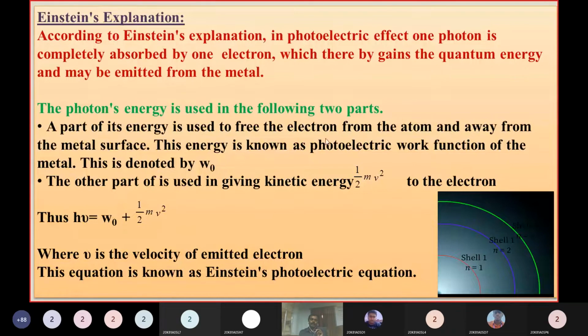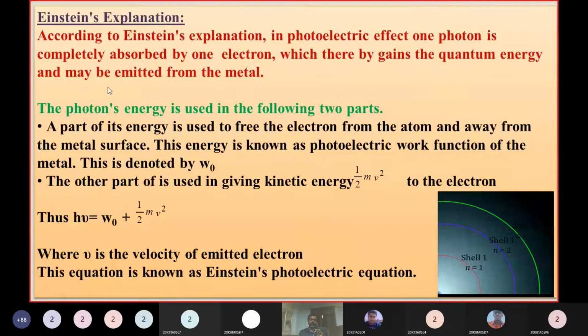So this is denoted by W naught. That means the photon energy is divided into two parts. One part is used as the work function. What is the definition of work function? It is the minimum energy required to eject the electron from the metal surface.